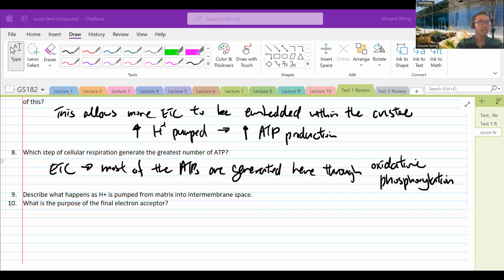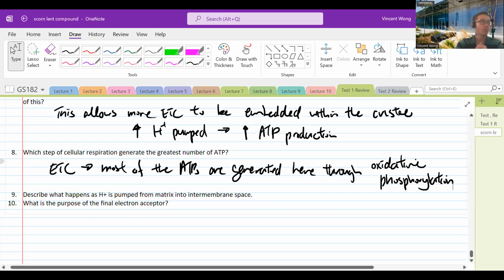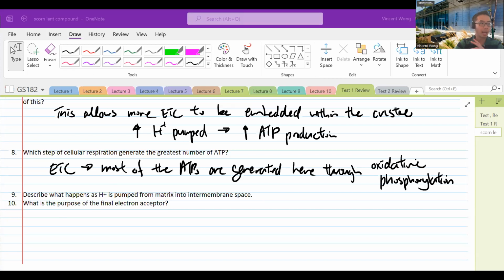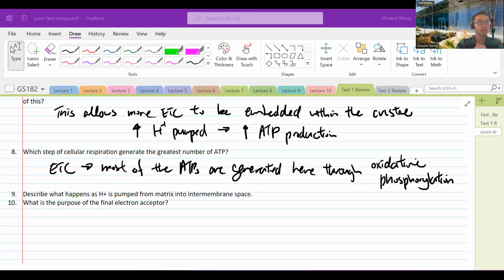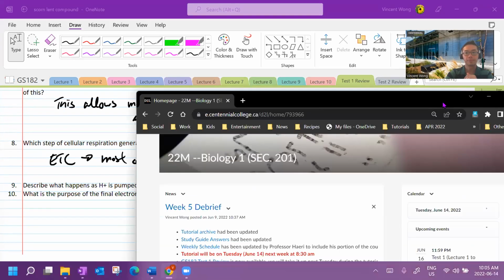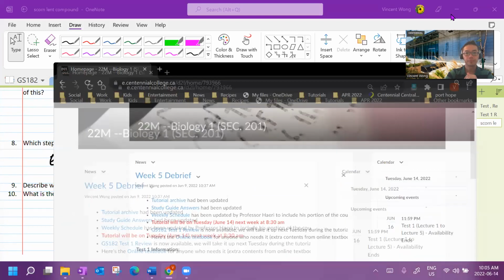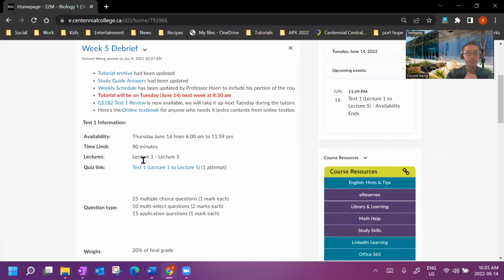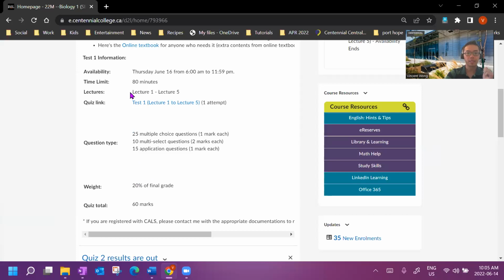Does anybody have any additional question regarding the test before I talk about the lab? Hello, Professor. Yes, go ahead, please. Our next midterm, it will be multiple choice. Am I right? Yeah, so here you can see this is the test, right? 25 multiple choice, 10 multi-select questions, multiple correct answers, and then 15 application questions. Okay, thank you. Yep. This is 20% of your grades, everybody, and it's from lecture 1 to lecture 5. And it happens on Thursday. You can just click on the link and do it that way.